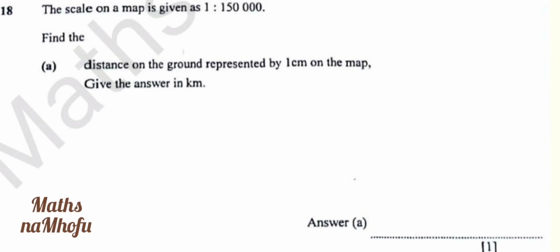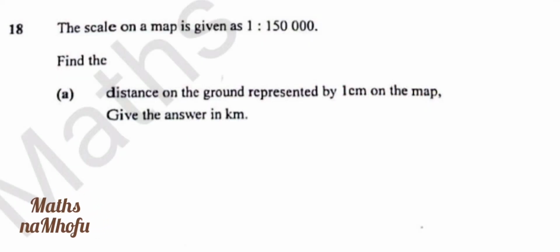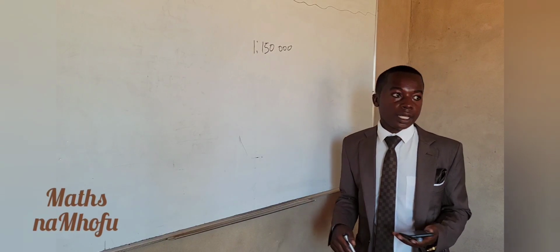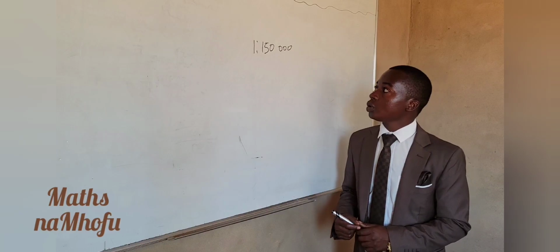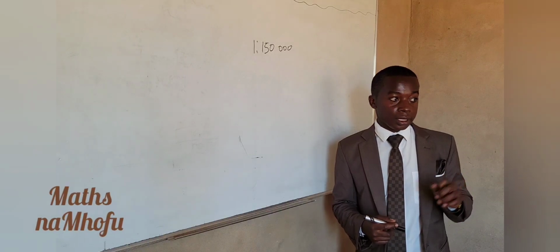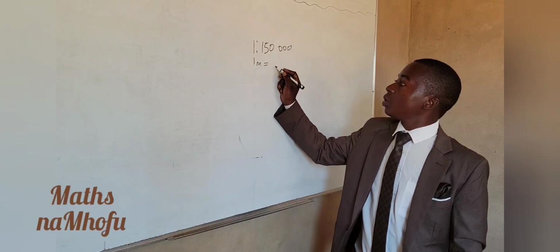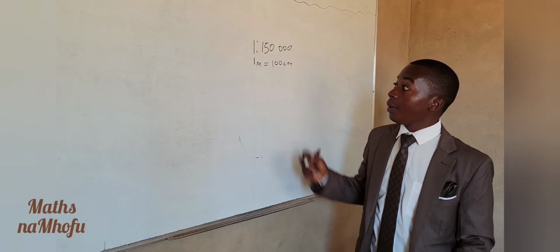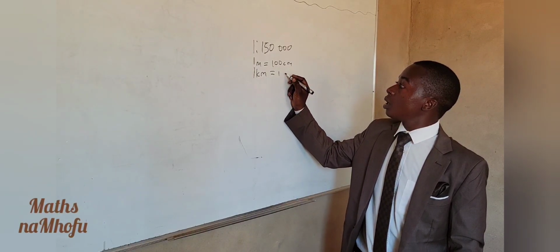Give the answer in kilometers. We are just asked to change this to what? To kilometers. In other words, we are asked how many kilometers are there in 150,000 centimeters. So this is very simple. We need to have a ratio first to know in 1 kilometer how many centimeters we have. For us to get that, let us break it down. 1 meter equals 100 centimeters. Are we in agreement here? Yes. And 1 kilometer equals 1,000 meters.